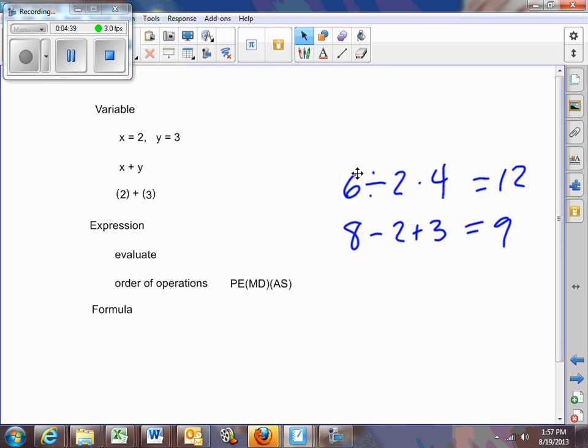Now, the difference between a formula and an expression is simply that a formula is an algebraic expression that has some meaning. For example, pi r squared is an expression. It contains numbers and variables, but it's also a formula because this is the expression that gives us the area of a circle. So when you're evaluating an expression, if it has some meaning, we also think of it as a formula. And we're done.